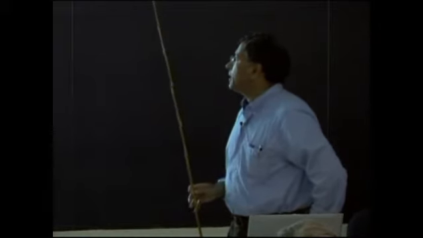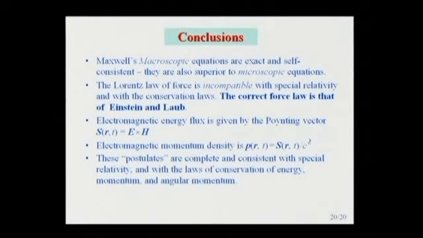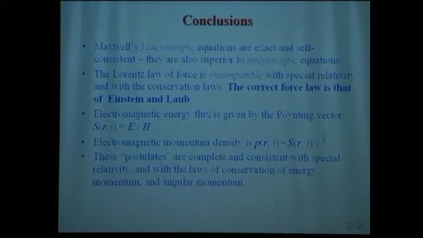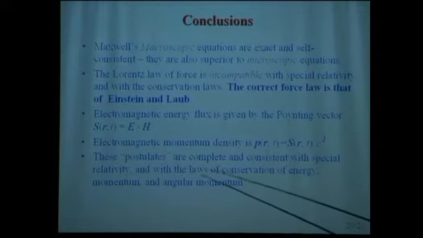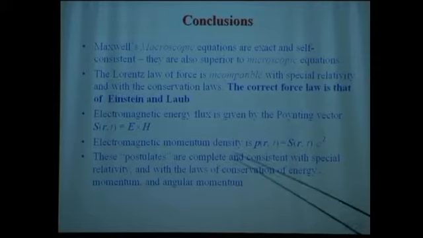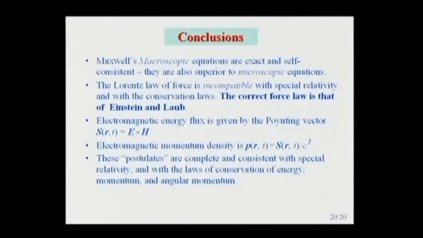Here are my conclusions. Maxwell's macroscopic equations are exact and self-consistent. They are also superior to microscopic equations. The Lorentz law of force is incompatible with special relativity and with the conservation laws. The correct force law is the Einstein law. Electromagnetic energy flow is given by the Poynting vector, and that's a postulate. That's not something that you derive from Maxwell's equations. Momentum density is the Abraham momentum density given by the Poynting vector over c squared. And finally, the postulates are complete, consistent with relativity, with conservation laws of energy, momentum, and angular momentum. Thank you very much for your attention.